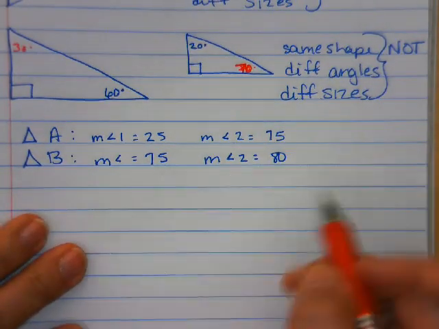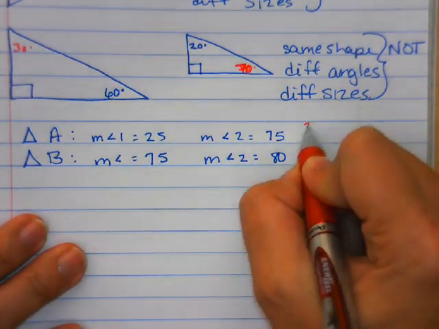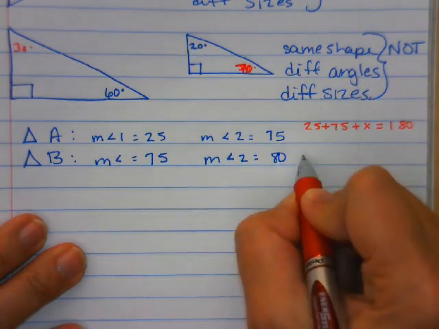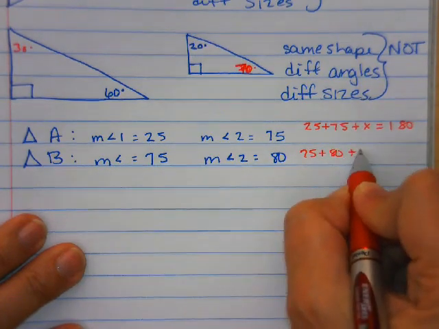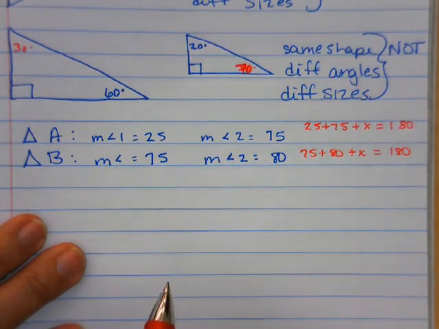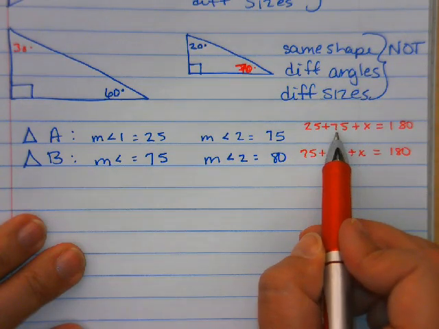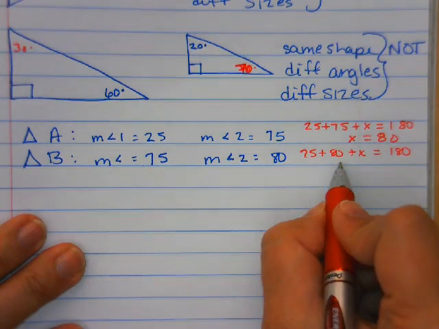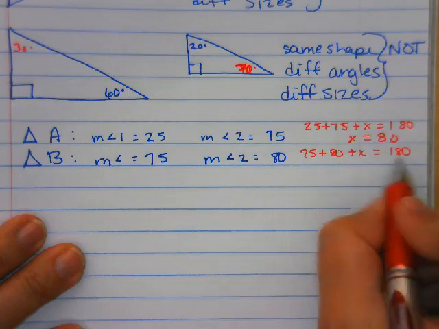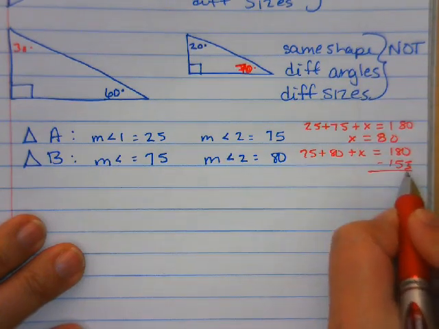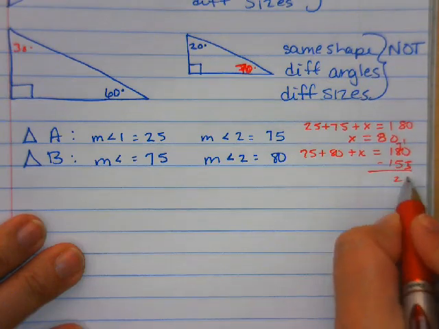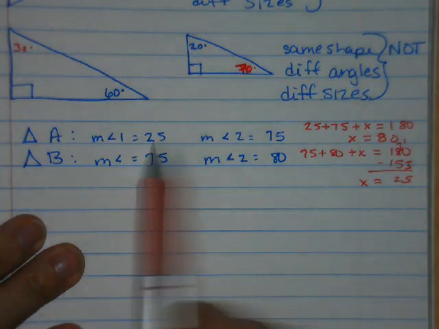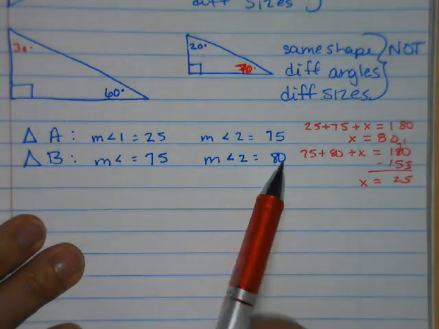So we could say, of course, 25 plus 75 plus x equals 180. And we could say 75 plus 80 plus x equals 180. So 25 and 75 is 100. 100 from 180 is 80. This is going to be 155, so x is 25. So I have angle measures of 25, 75, and 80, and 75, 80, and 25.